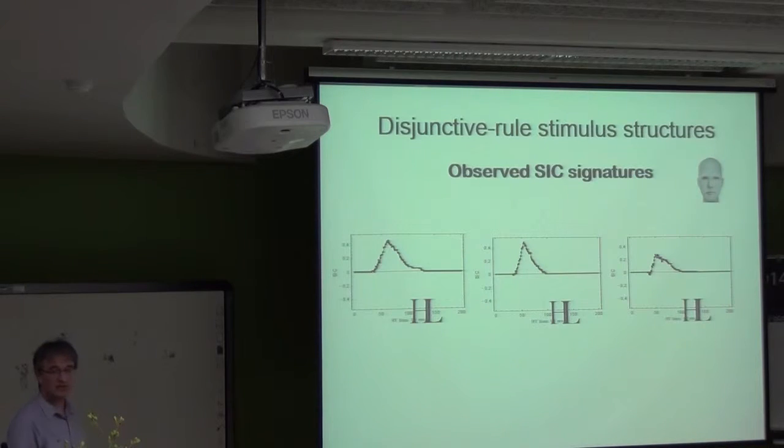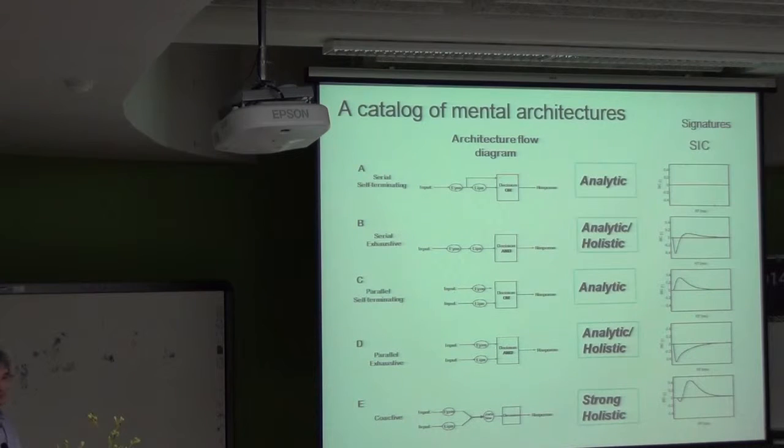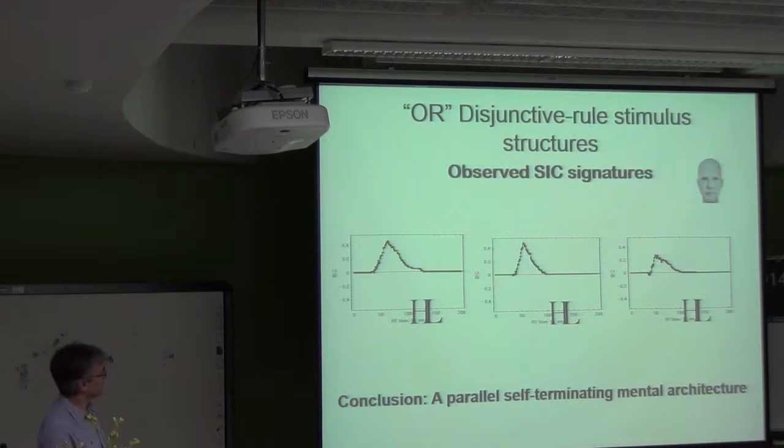Let me see what we found in the experiments in a study that we conducted. We find that SIC for these three particular subjects are all positive. Which one is it, and can you recognize the signature here? That's right, it's parallel self-terminating. So crossing there was parallel self-terminating, and we kind of expected that. It's analytic in a way because we can stop on seeing one feature. You don't need to combine features. You only have to analyze a single feature. So the conclusion is a parallel self-terminating mental architecture. That's really a holistic process. People can deal with it.